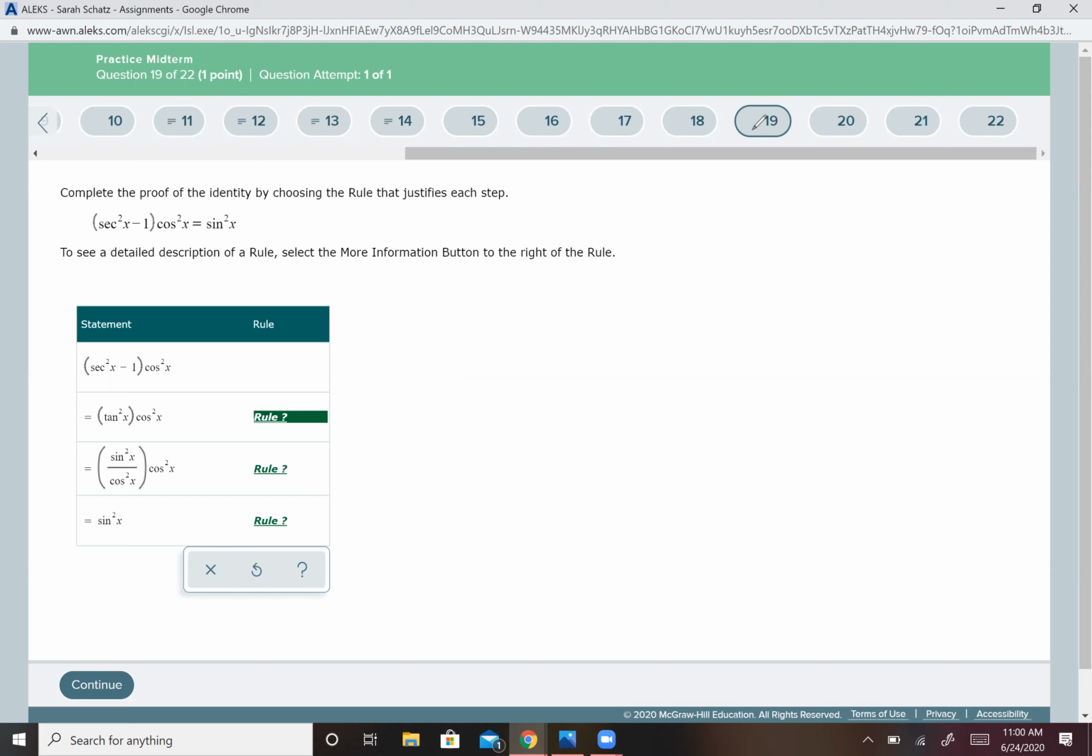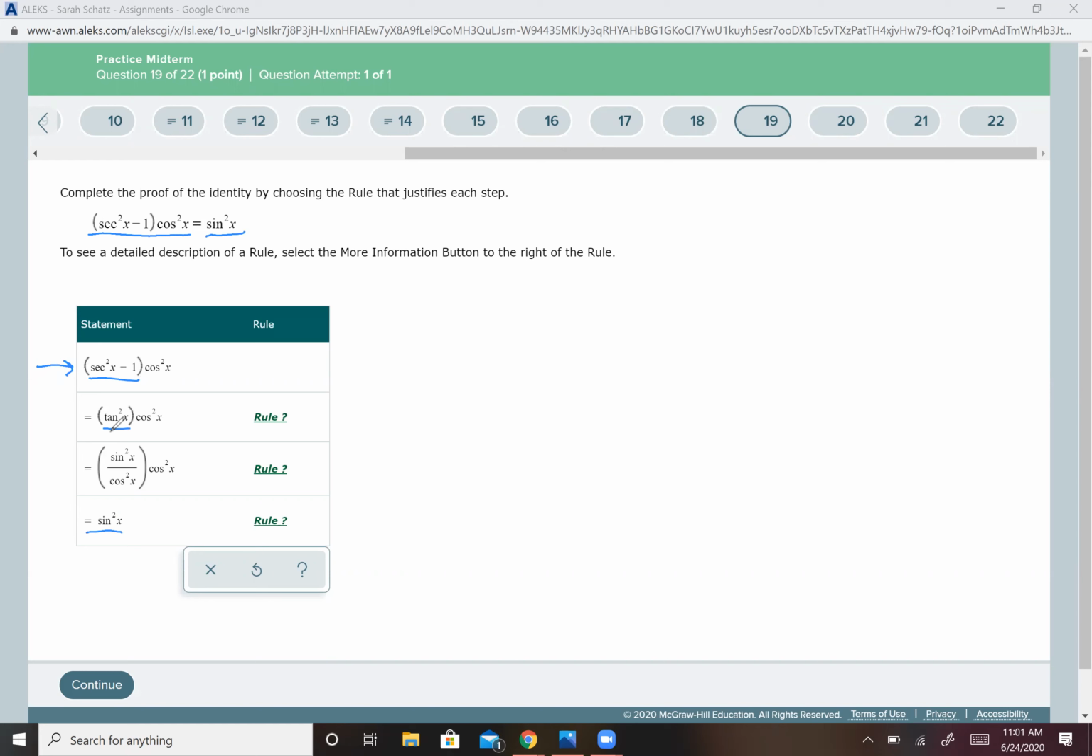So let's look at this one. In the first line, we have secant squared minus 1 times cosine squared. Now, remember our goal here. We're trying to take this side and make it look like this side. And you can see through all these steps that this is where they ended up. But why did they go from here to here?